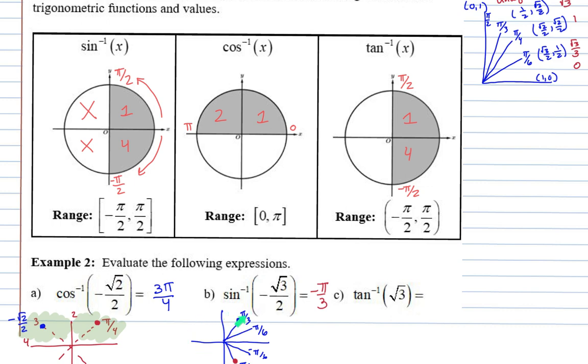because you cannot go all the way around. You can only go from the first to the fourth quadrant. You can't go all the way around. So it's either up here or down here. So they're going to be either positive or negative.